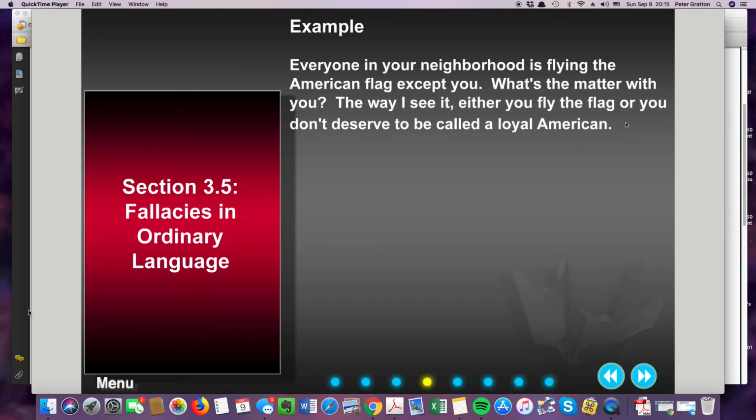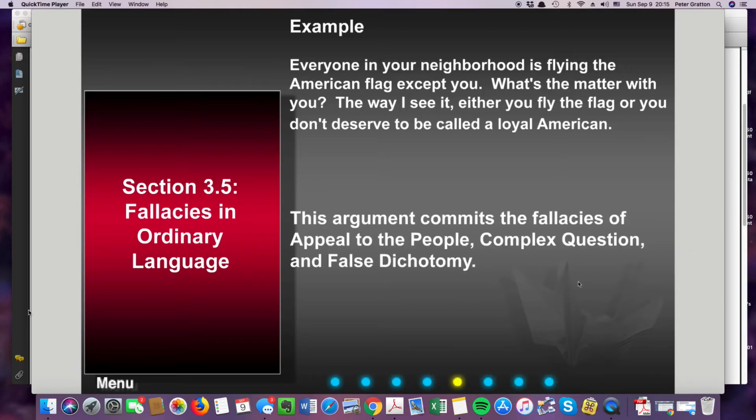Now here we get complex question, right? You may have reasons for not flying the flag, other than not being a loyal American. In fact, when you go down most neighborhoods in just about any city or town, most people don't fly the American flag. I would just say a majority, perhaps. The argument commits the fallacy of appeal to the people. You just have to remember that. I always remember ad populum. Appeal to the people. Complex question.